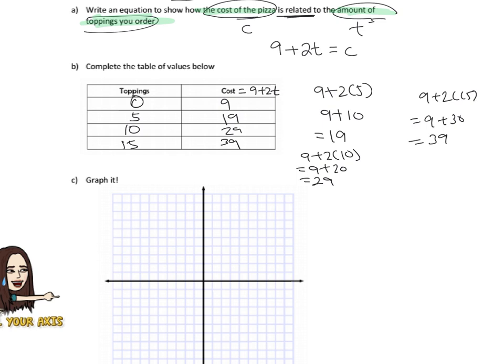It's the same thing. These become our ordered pairs: (0, 9), (5, 19), (10, 29), and (15, 39). Our toppings is going to go on our x-axis because these are the independent variables, and cost is our dependent variable. It depends on the number of toppings. That's going to go on our y-axis.